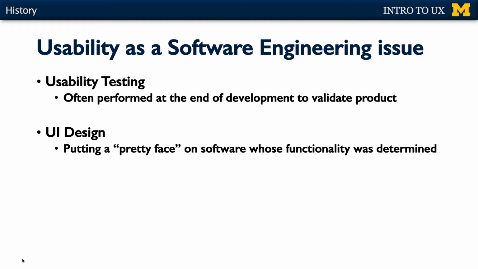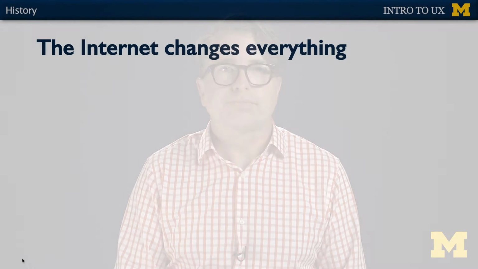And user interface design, or UI design, was often used as a way to put a pretty face on software whose functionality was pretty much already determined. So a UI designer would come in at the end and sort of decide where the buttons should go and which buttons there should be and what the labels on those buttons should be and maybe what some of the graphics should be, but they wouldn't have very much influence on the functionality of the software, because that would have already been determined by the software engineers who were working earlier in the process.